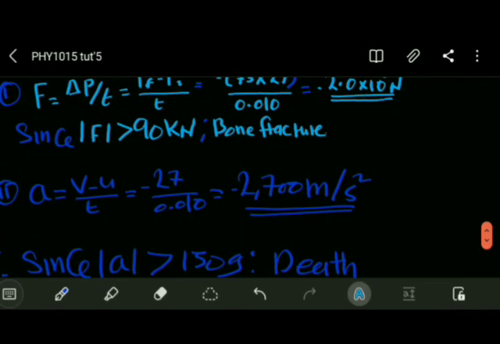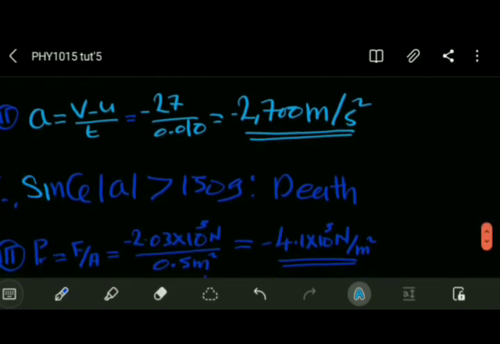Let's see what acceleration the passenger experiences. Acceleration is v minus u over the stopping time, and we know that v is 0, so we are simply left with negative u, which is negative 27 over this time. The deceleration is going to be negative 2,700 meters per square second. If we compare this to 150 g, we're going to discover that the magnitude of this deceleration is still much greater than 150 g. Therefore, we are recording a death, very dead.